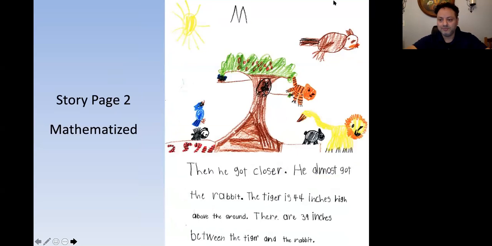For page 2, he said, then he got closer. He almost got the rabbit. The tiger is 44 inches high above the ground. There are 39 inches between the tiger and the rabbit. So you can start to think about the conversation that the teacher is having with this child based off of what he said he was interested in, the kind of math he was interested in, and using that tape measure to think critically about that.